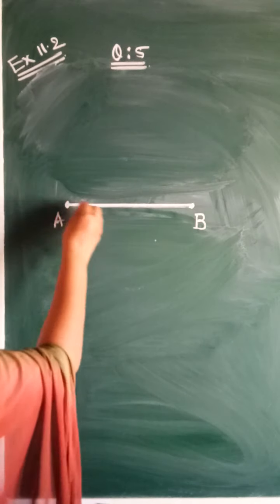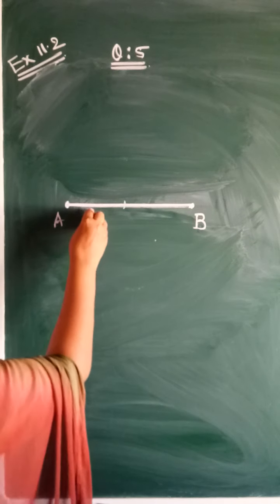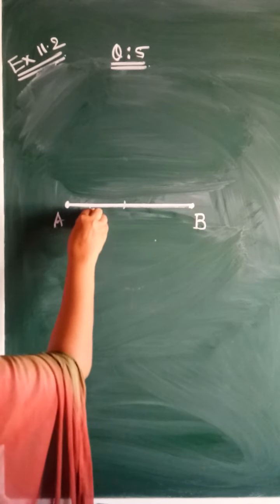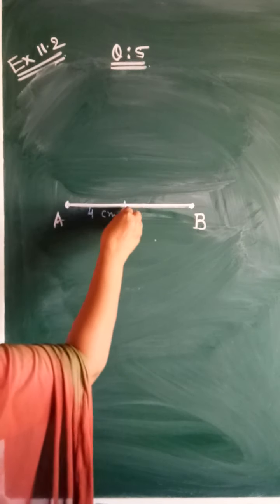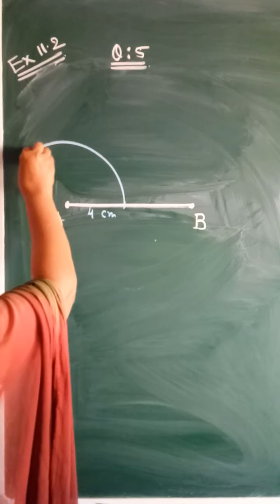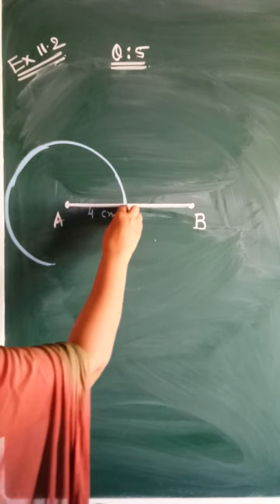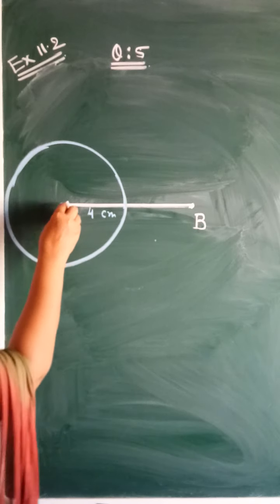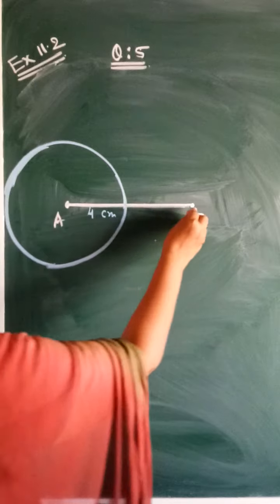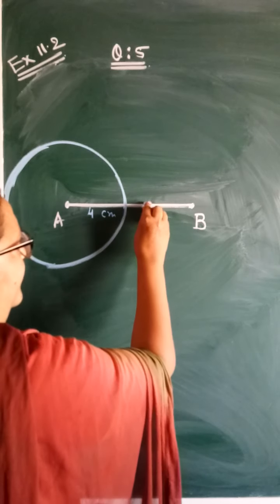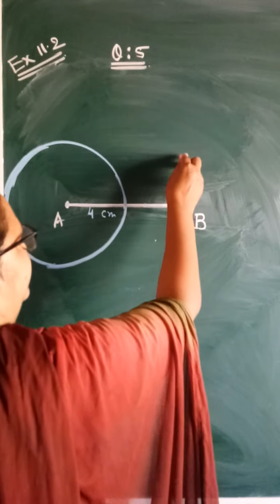Taking A as a center, first of all, we have to draw a circle of radius 4 cm. So let us assume this is suppose 4 cm distance. Now taking this as a center, we have to draw a circle like this. So taking this as a center, first of all, draw a circle of 4 cm radius and taking B as a center, now let us draw another circle of radius 3 cm.